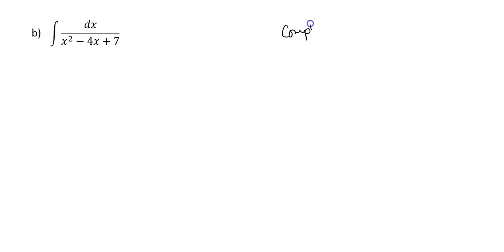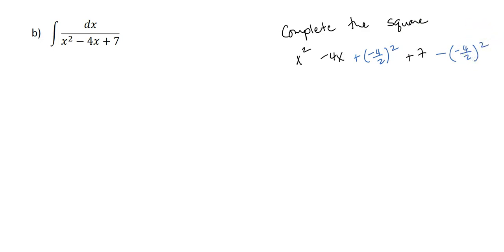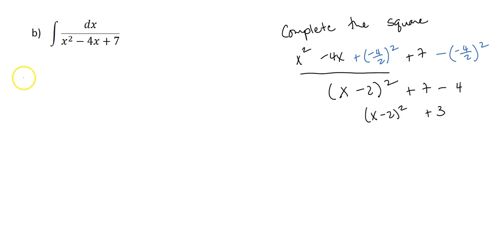So if I were to complete the square on the denominator, I have x squared minus 4x. I'm going to go ahead and put the plus 7 out to the side. My b here is negative 4, so I'm going to add negative 4 over 2 squared, and then I'm also going to subtract that. This portion factors to be x minus 2 squared. This gives me plus 7 minus 4. So I get x minus 2 squared plus 3. So this is the integral of dx over x minus 2 squared plus 3.